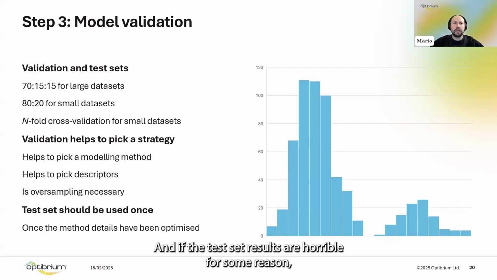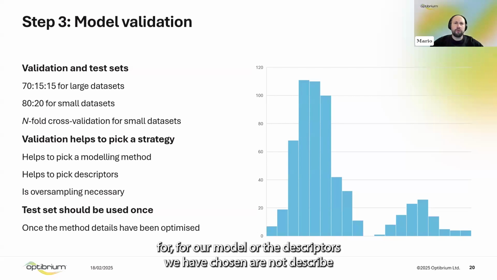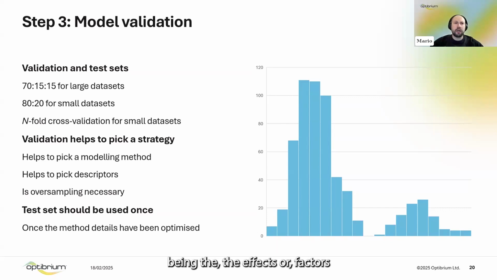If the test set results are horrible for some reason, then we'll realize that the data set we're using is probably not suitable for a model, or the descriptors we have chosen are not describing the effects or factors which go into the experimental results. And essentially, we probably either have to move away from those descriptors or use an improved data set.